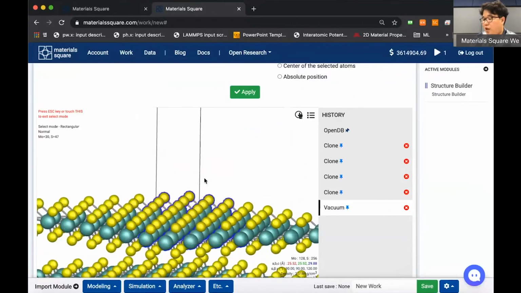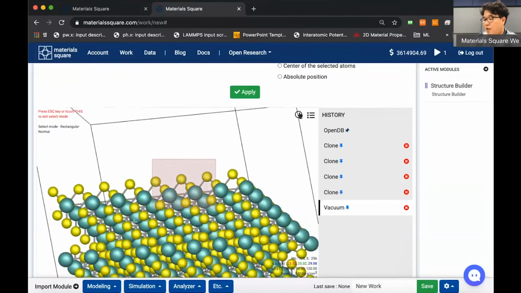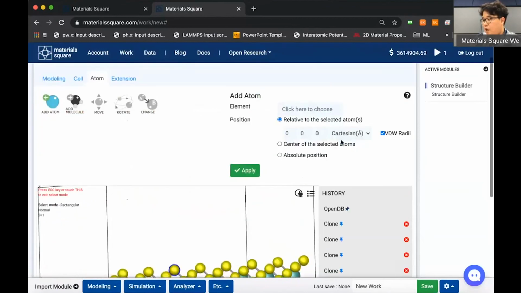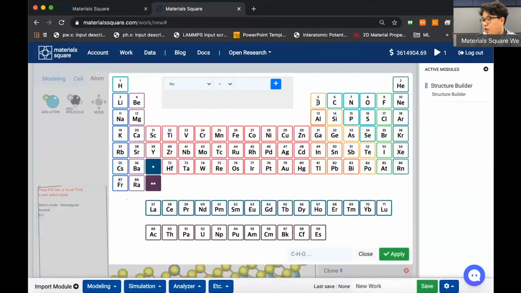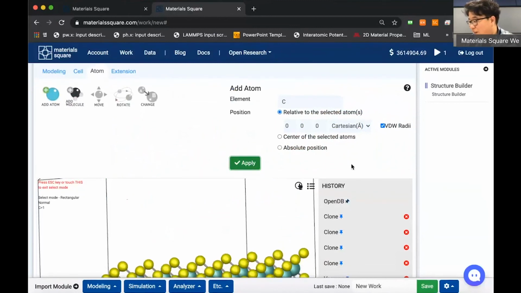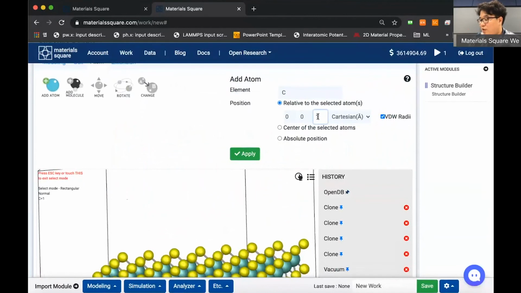If you want rotation mode, it is R. So R is the rotation mode, S is the selection mode. Okay. Here, I want to change these atoms. Select atoms, and this is going to be changed to carbon. All right. So apply. Sorry, this is add atom. One more: the X, Y, Z direction. Apply. So this is add atom.